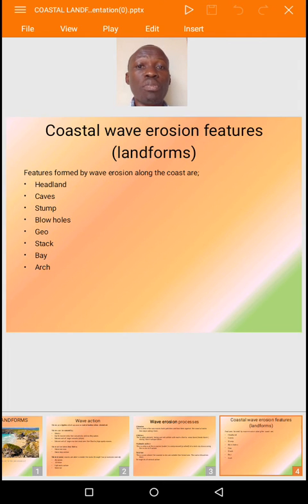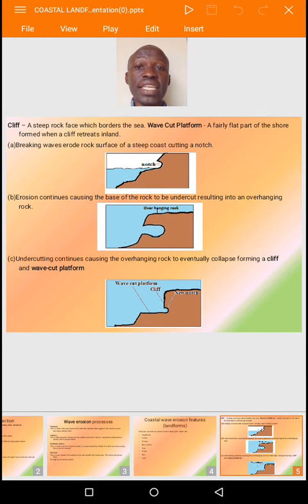From there, we move on to the coastal erosion, wave erosion features. We have a list: cliffs, wave-cut platforms, headlands, caves, stumps, and we are going to look at one after the other. The cliff, we are calling it a steep rock face that borders the sea. Then a wave-cut platform, a fairly flat part of the shore formed when a cliff retreats inland. These together are the first landscapes that we are looking at on the coast.